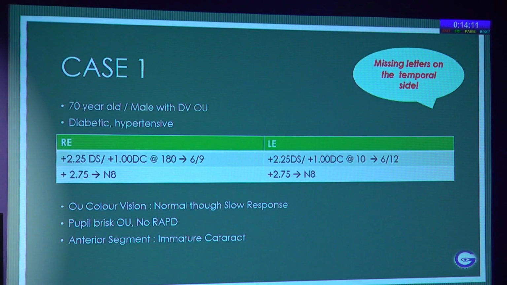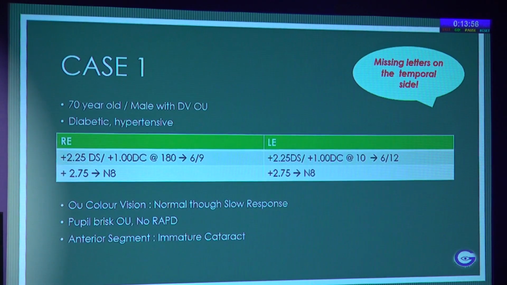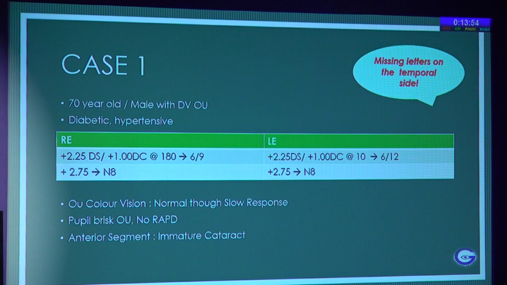When the patient comes to you after multiple repetitive consultations elsewhere, and is symptomatic, you do that extra 5 minutes of history taking and ask what's really wrong. Then he tells you that he's missing letters when reading newspapers, or not able to see on one side. When we ask the patient to read the Snellen's chart, we find that he's missing letters on the temporal side, and his color vision is a little slower in response than normal. So these are some clues we have.